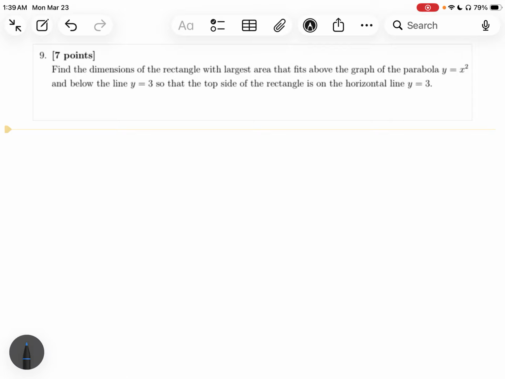Find the dimensions of the rectangle with the largest area that fits above the graph of the parabola y equals x squared and below the line y equals 3, so that the top of the rectangle is on the horizontal line y equals 3.